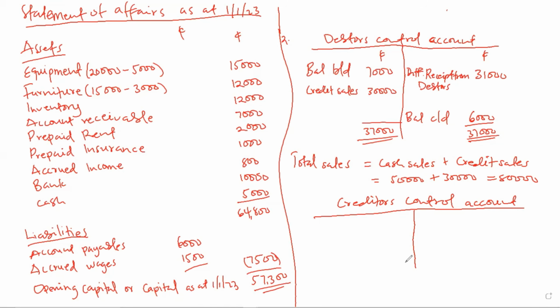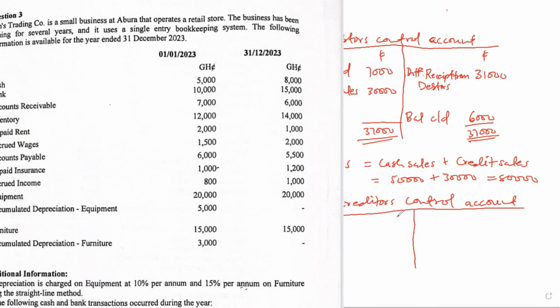So with creditors control account, it is a liability, and all liabilities have a credit balance, meaning the opening balance will be on the credit side. So you have a balance brought down, which is 6,000, and the closing balance will be on the debit side because the opening balance is on the credit side, which is 5,000.